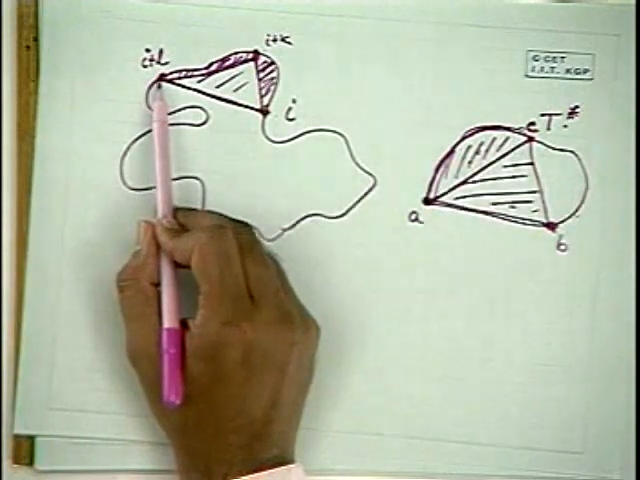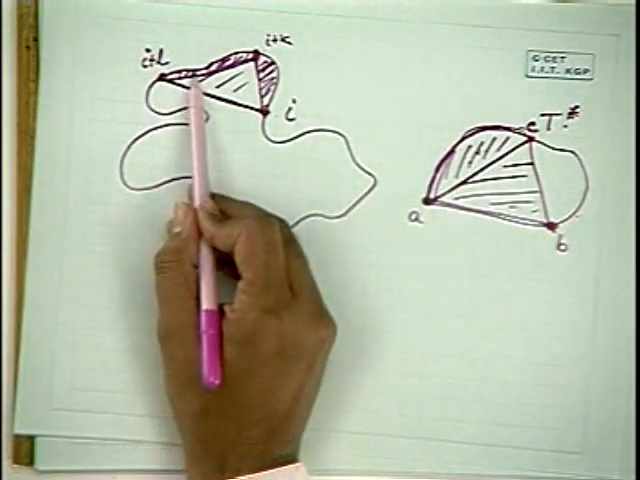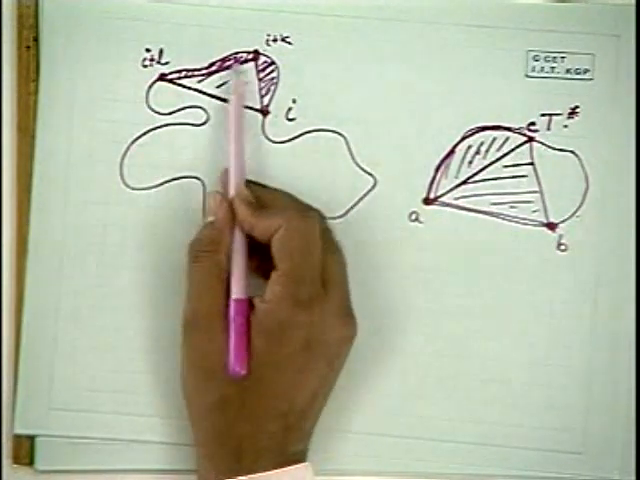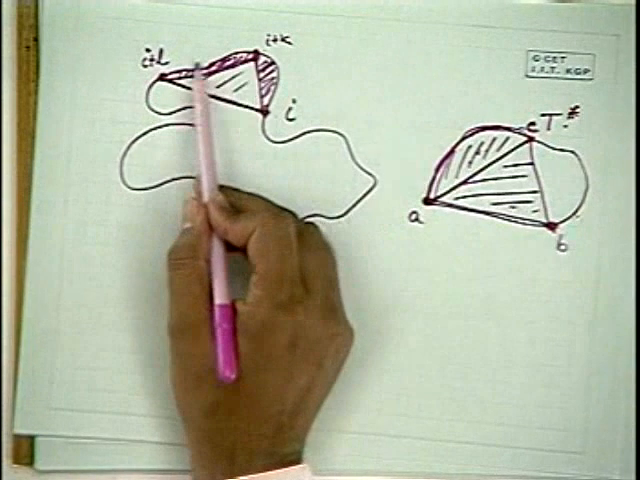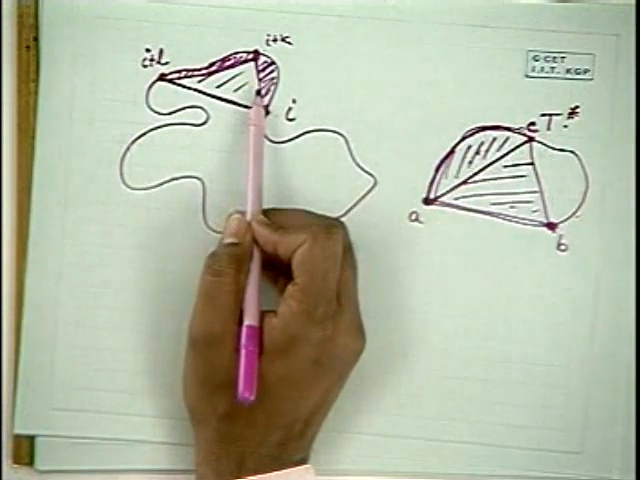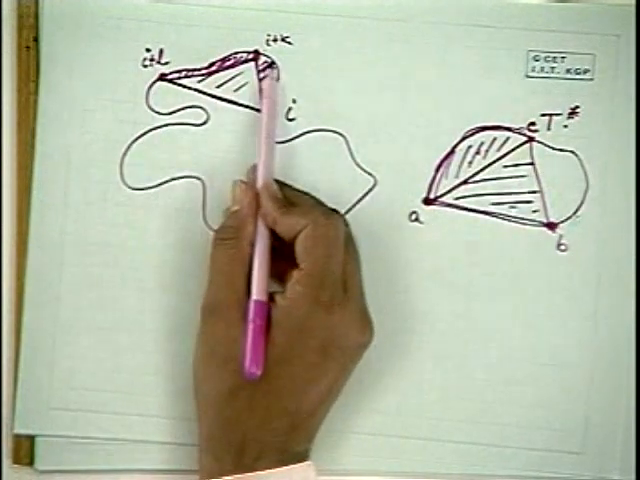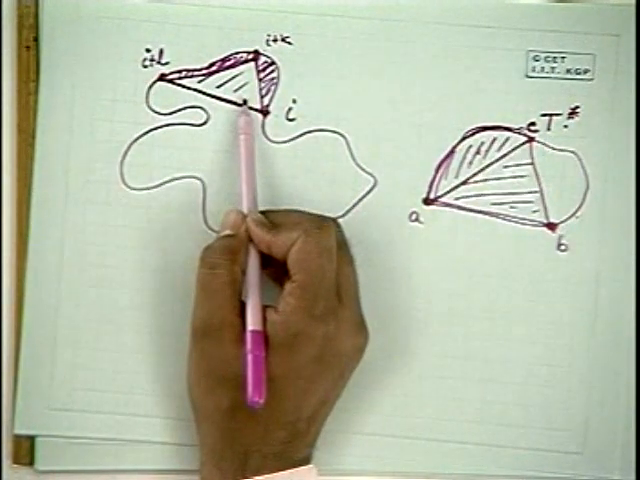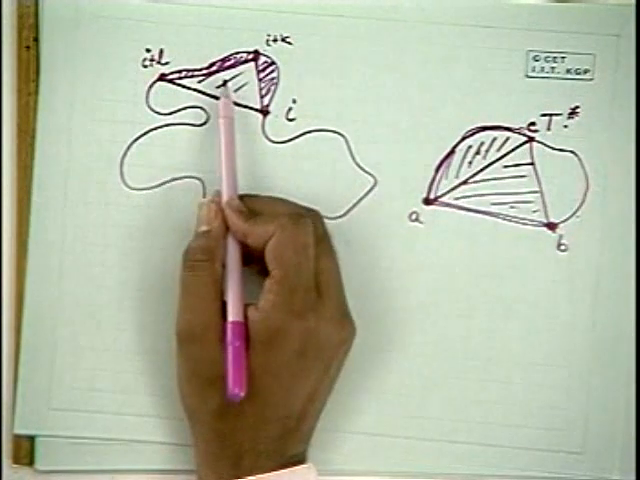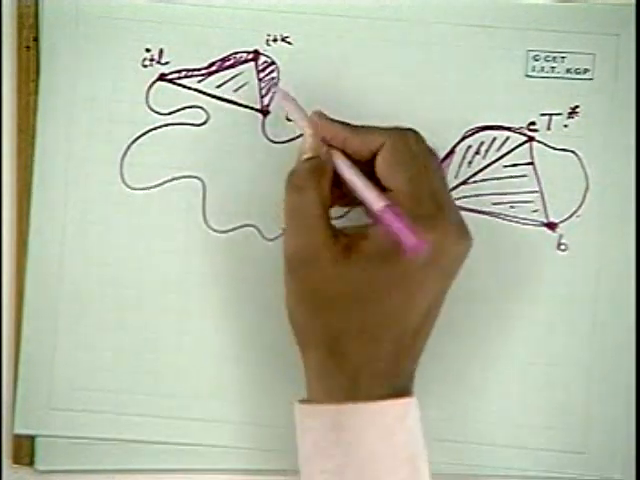What can we do now? Suppose we have found all the optimal triangulations between I plus K and I plus L for different values of K. Then you take all possible values of K, check the total weight of the triangulation which you are getting, and take the one which is the least.